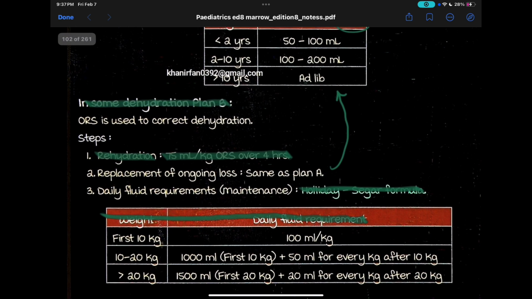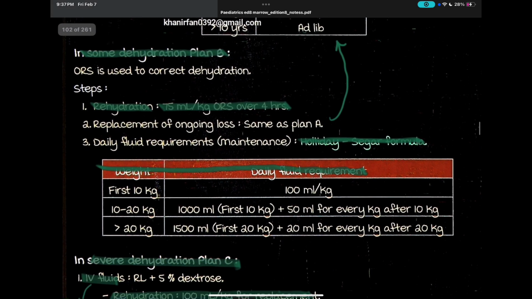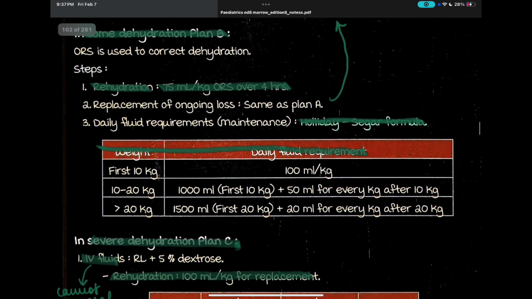In some dehydration, plan B, ORS is used to correct dehydration. Rehydration 75 ml per kg ORS over 4 hours. Replacement of ongoing losses same as plan A. Daily fluid requirements maintenance, Holliday-Segar formula.